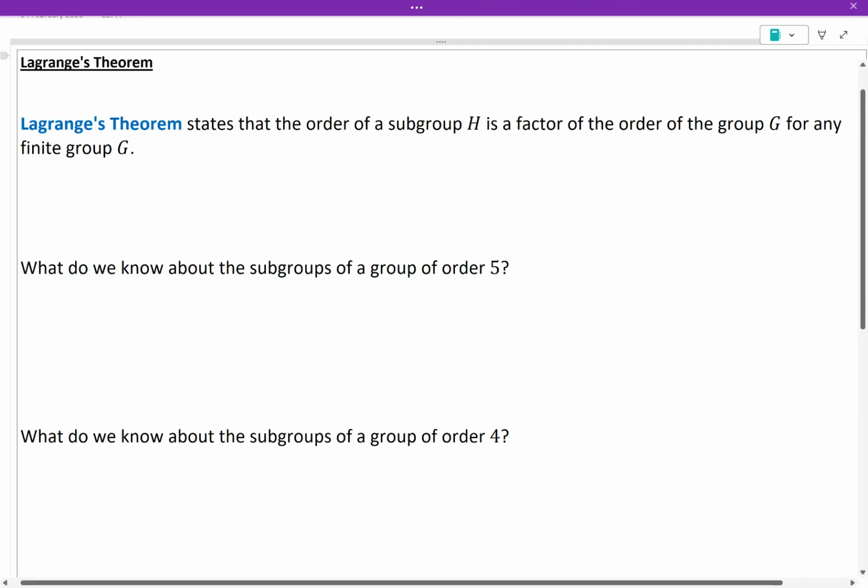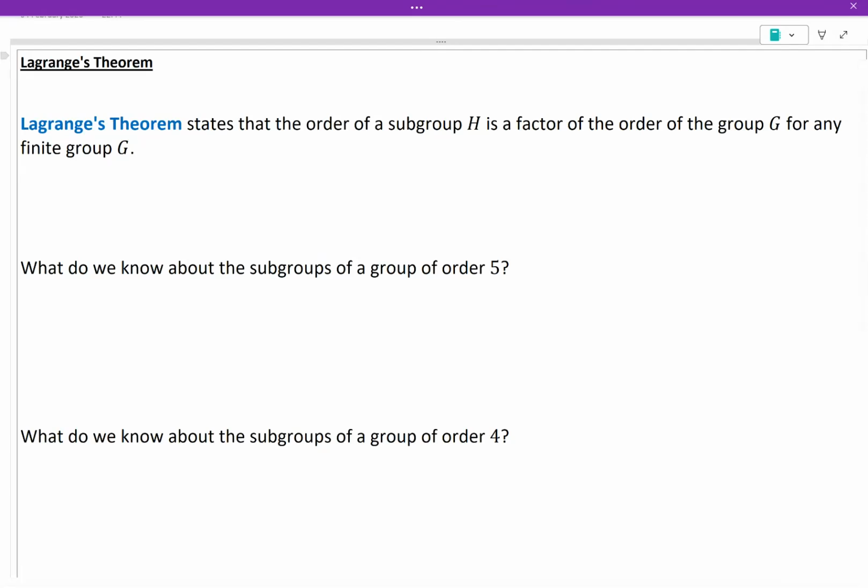Okay, so in this video, we're going to look at Lagrange's theorem. The theorem states that the order of a subgroup H is a factor of the order of the group G for any finite group G. So we're only going to really be looking at subgroups of finite groups at AS level. Now, this is quite a useful theorem to help us figure out subgroups. So let's try and make use of it.